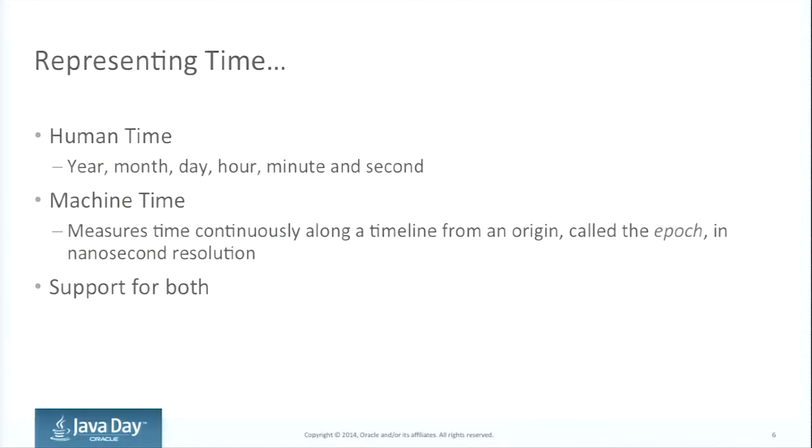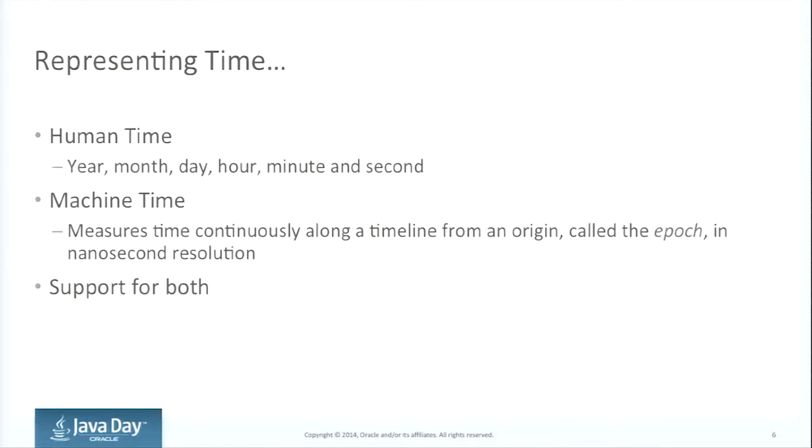Now, how do we represent time? There are two ways to represent it. One is human time, where we talk about year, month, hours, etc. And machine time, a particular timestamp in your code, where you just want to get a number. We're actually measuring against a beginning, and we'll talk more about that later on. That beginning is what we call the epoch.